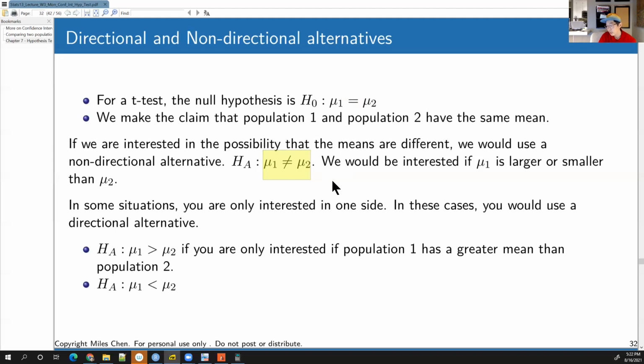But in some cases, and I'll show you an example, you're only interested in one side of the alternative, okay? And in that case, you would use a directional alternative, right? So you could have an alternative where mu1 is greater than mu2. You're only interested if population 1 has a greater mean than population 2. Or you could have mu1 less than mu2. You're only interested if population 1 has a mean that is less than the mean of population 2.